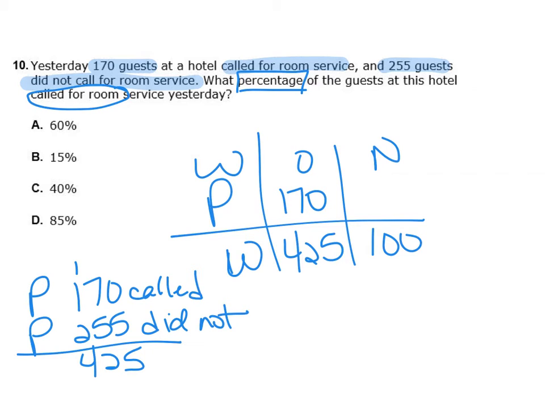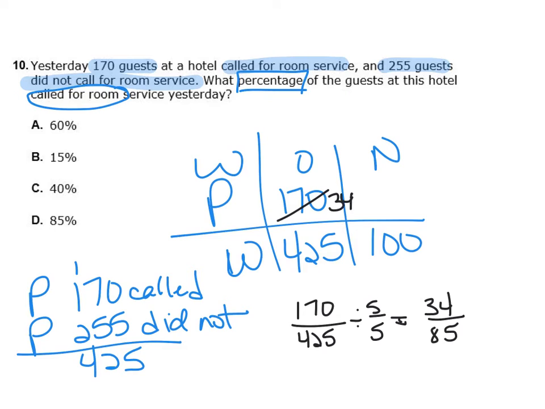So what you do in this case, because the numbers are huge, I'm going to go ahead and simplify first. So I'm going to simplify 170 and 425 by 5. So that's going to be 34, and that's going to be 85. It's still huge numbers, but it's better than the other numbers. So now I'm going to go ahead and change that. So this becomes 34, this becomes 85, and now I'm going to cross product.